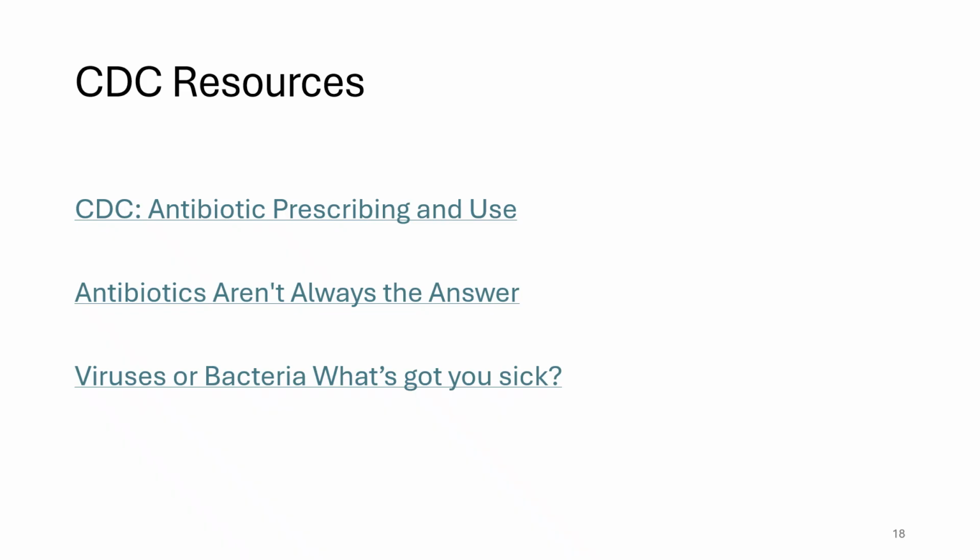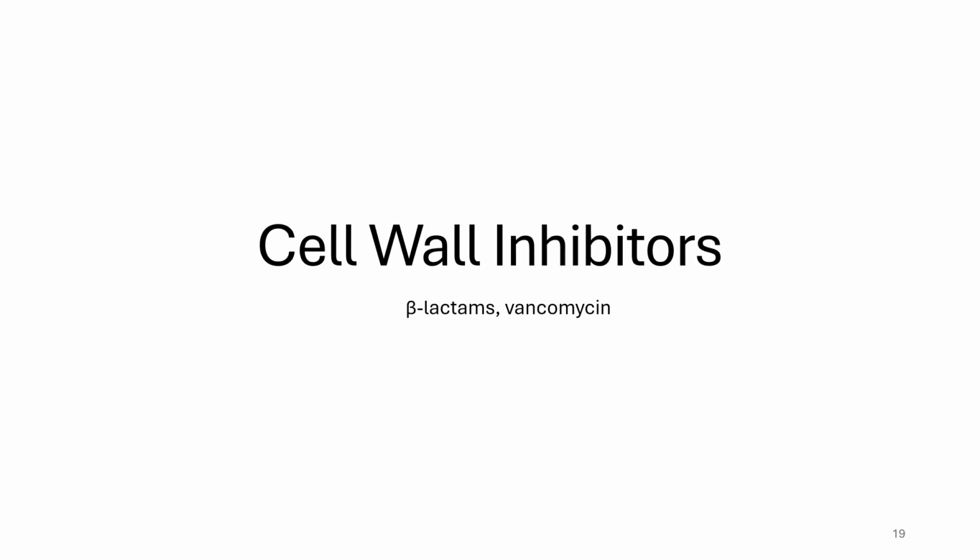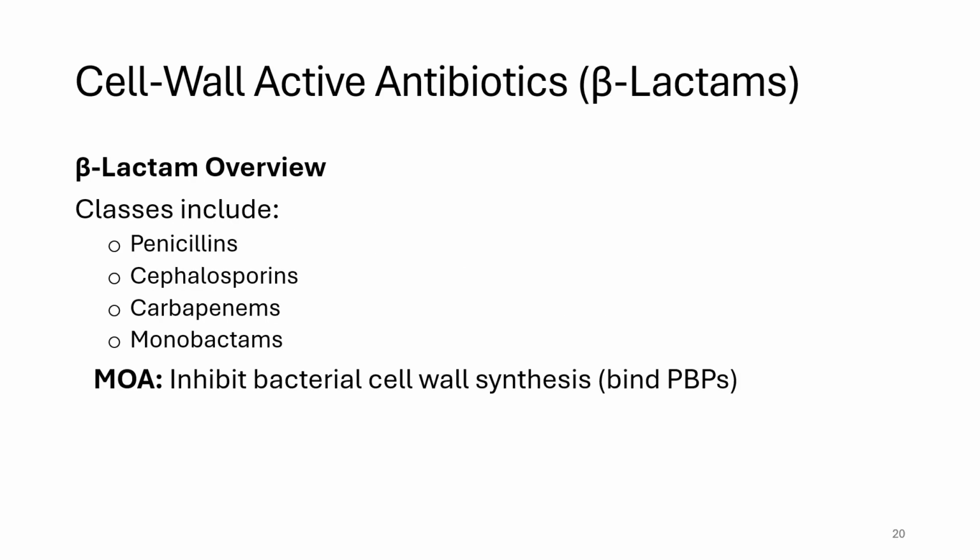Okay, so we're going to dive in a little more to our cell wall inhibitors, our beta-lactams and vancomycin. So first, our beta-lactams. This class includes penicillins, cephalosporins, carbapenems, and monobactams, and their mechanism of action is to inhibit bacterial cell wall synthesis by binding those penicillin-binding proteins.